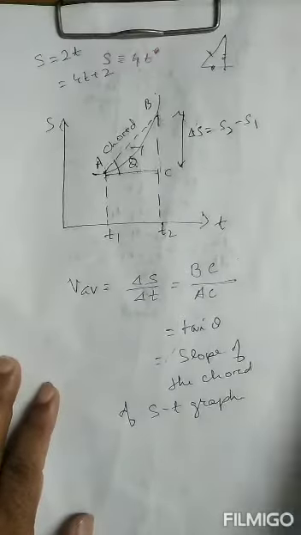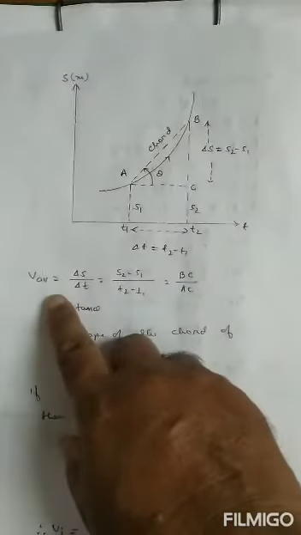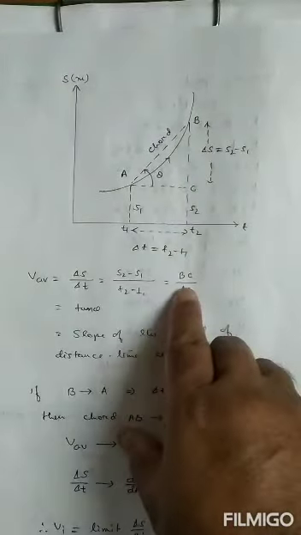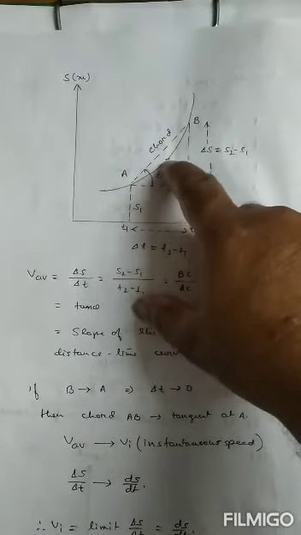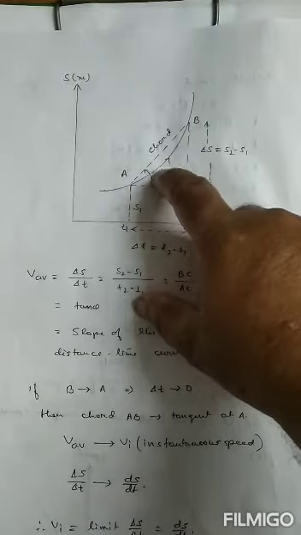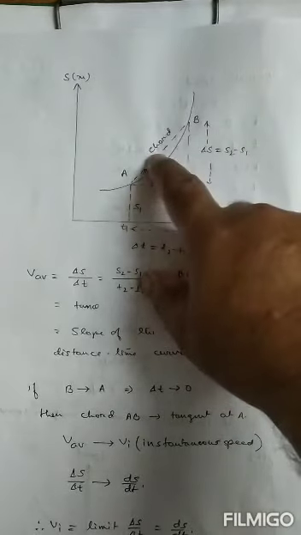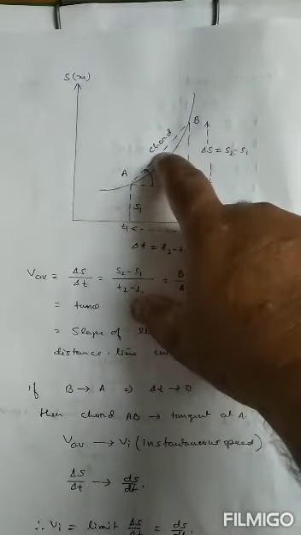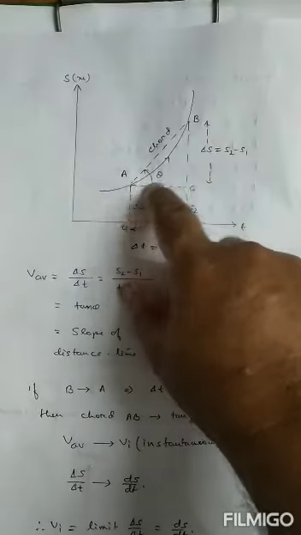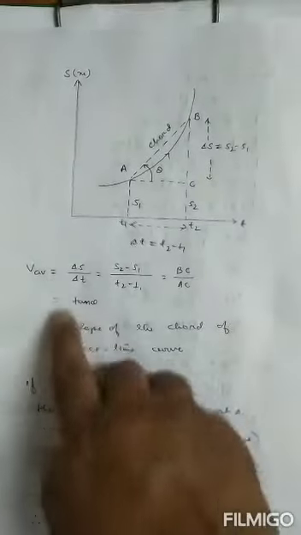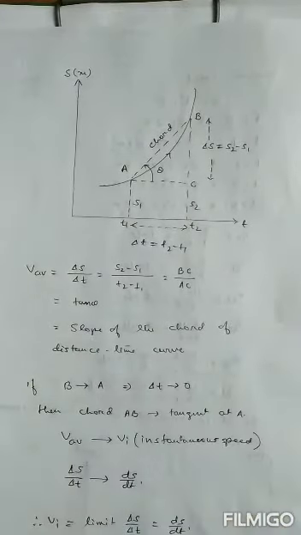Is it clear to you? So again I have written here, you just see, V average is delta S by delta T, BC by AC. Body moves according to this line, but this is not a right angle triangle. Therefore, I have to join A and B with a straight line. This straight line is also called a chord. Now ACB, it is a right angle triangle. So therefore, what is average speed? It is the slope of the chord of the distance time graph.